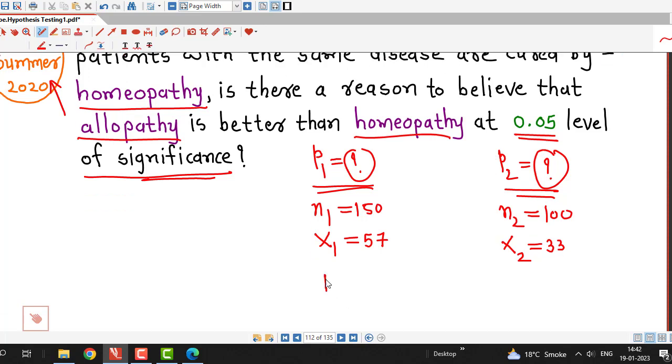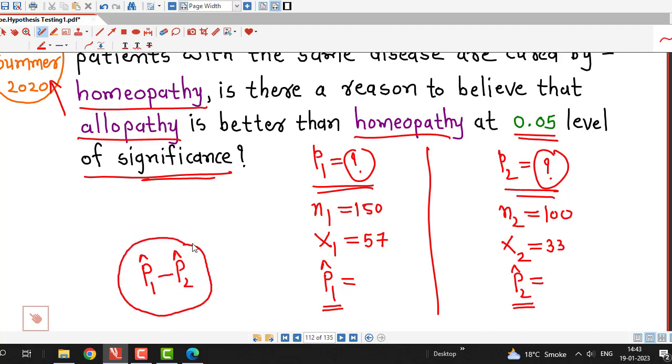Using this information, we can find the sample proportions P1 hat and P2 hat, and we assume that both the samples are independent. There is no relation between the treatments of homeopathy and allopathy, and we also assume that the sampling distributions of P1 hat and P2 hat are both normal. Therefore, the sampling distribution of P1 hat minus P2 hat will also be normal.